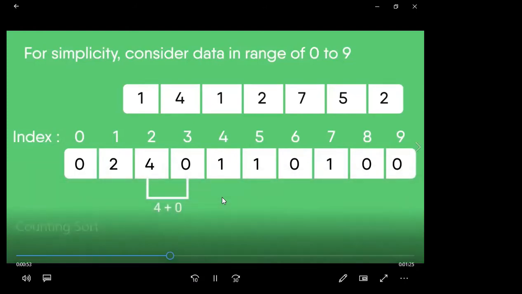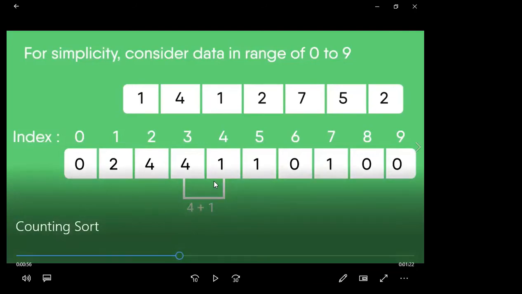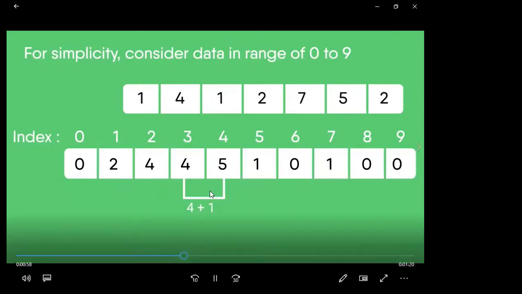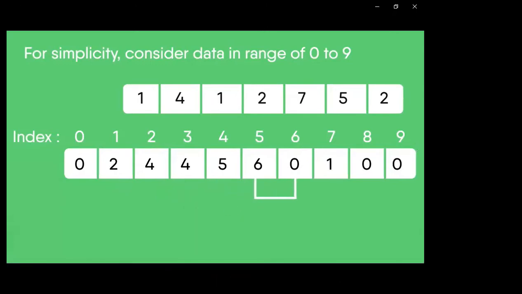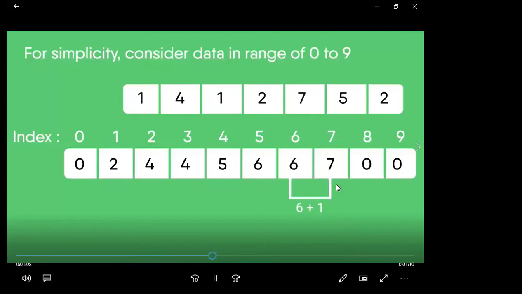4 plus 0 is 4. Then 4 plus 1 is 5. Then 5 plus 1 is 6. 6 plus 0 is 6. Then 6 plus 1 is 7. 7 will be stored here. 7 plus 0 is 7. And then we have 7 plus 0, that is 7.